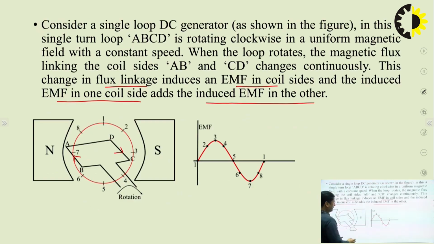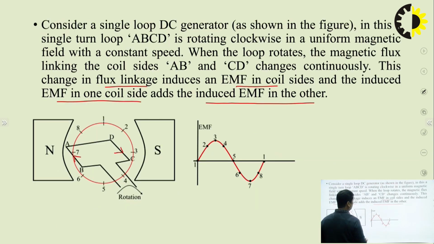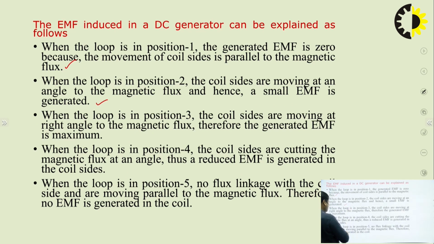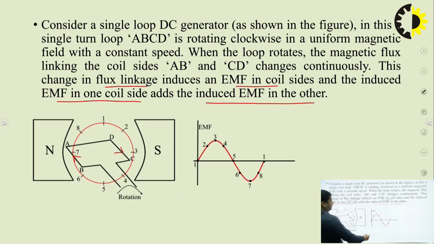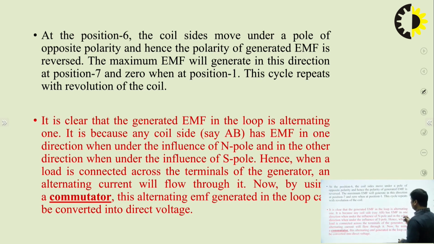So as I told you, at position 2, there will be some voltage induced in the coil. And when the loop is at position 3, the coil sides are moving at right angle to the magnetic flux. So when the coil side is at right angle, it will induce the maximum voltage in the coil. So the maximum voltage at point 3 and so on. So if we draw a graph, it will be a sinusoidal. So it is clear that the generated EMF in the loop is alternating.